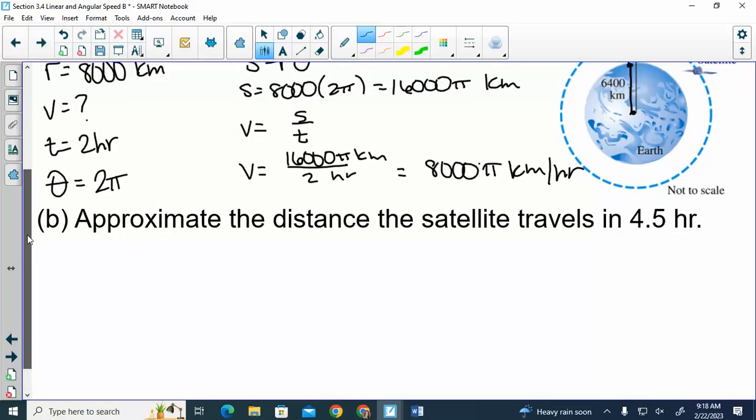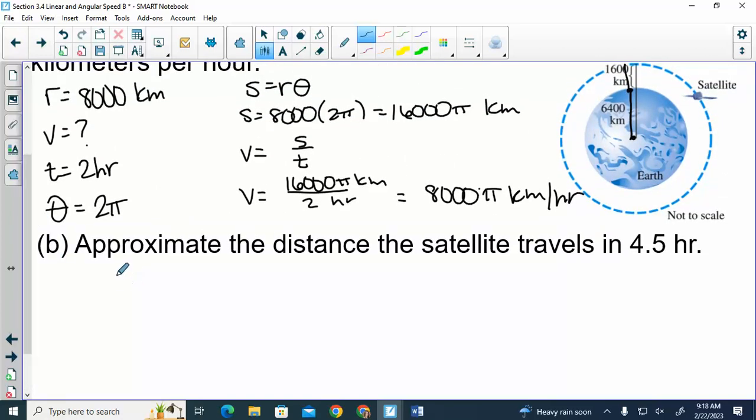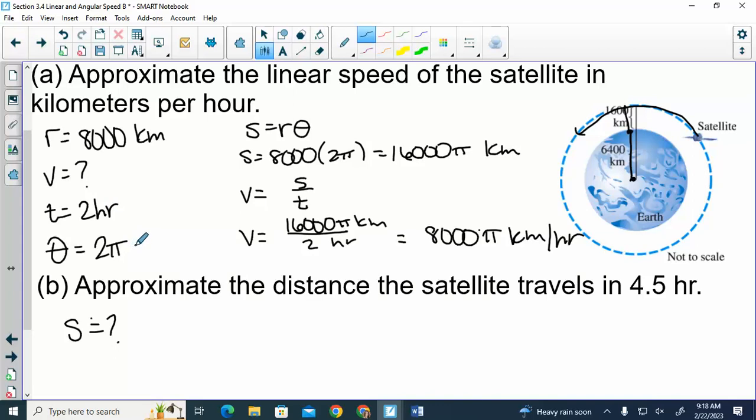B. Approximate the distance the satellite travels in 4.5 hours. So the satellite is traveling out here. The distance it's traveling, what variable is that? S. So we're looking for S. Now we found an S before, but that was based off the 2 pi, which was a time of 2 hours. So it's not the same S because it's traveling longer here.